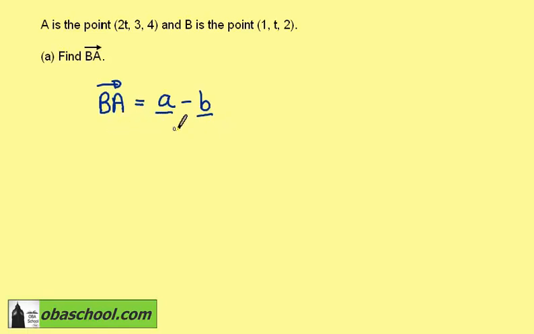To explain this, let's consider a vector diagram. If we have the origin here, and we have vectors A and B, which take us to the points A and B. If we want to consider going from B to A, we go backwards along B and forwards along A, which is A minus B.